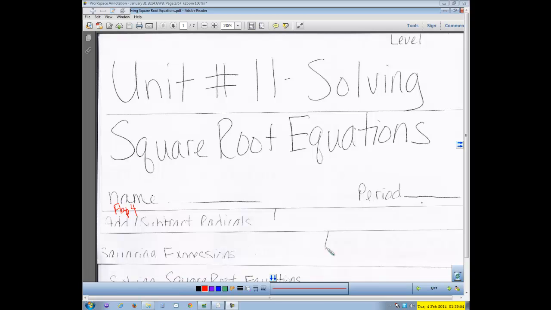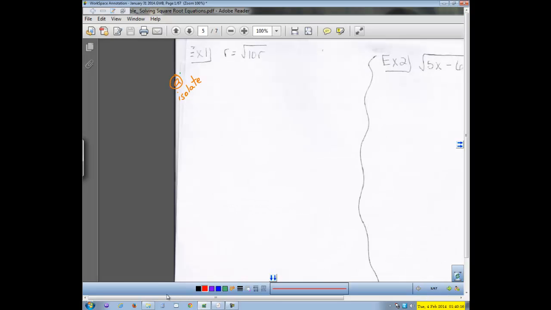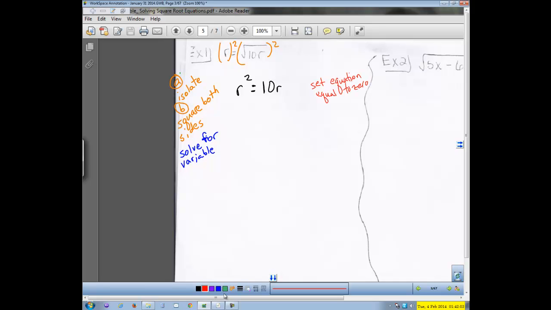We continue Unit 11, solving square root equations, with flap 4 in our foldable. Looking at example 1, we need to isolate the radical first. Notice the radical is already on one side of the equal sign, so it is isolated. Now we square both sides. r squared equals 10r. Remember to set your equation equal to 0. We do that by bringing 10r to the other side of the equation.